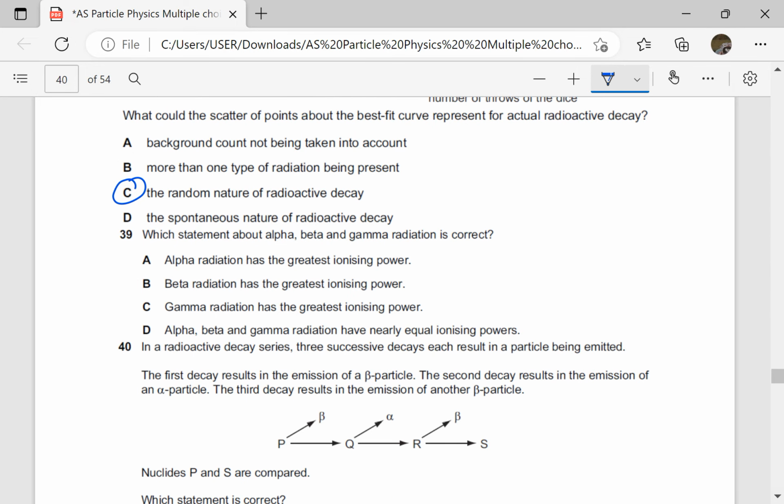Which statement about alpha, beta, and gamma radiation is correct? Alpha radiation has the greatest ionizing power. I think that is very true. Beta has the greatest ionizing power, not true. Gamma radiation has the greatest, not true. Alpha, beta, and gamma radiation have nearly equal ionizing powers, that's not true. So the answer is going to be A.